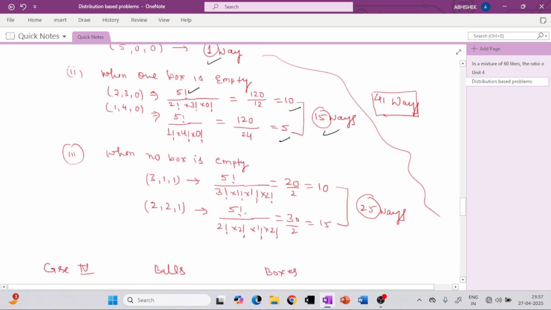And when no box is empty, it can be done in 311 and 221 ways. For 311, all the 5 balls are different, so 5 factorial, because the order of balls inside a box is not important. So divide by 3 factorial into 1 factorial into 1 factorial, and also by 2 factorial. Why? Because boxes are similar, so these two boxes will look the same, and the arrangements of same boxes must be removed. So 20 upon 2, it becomes 10.